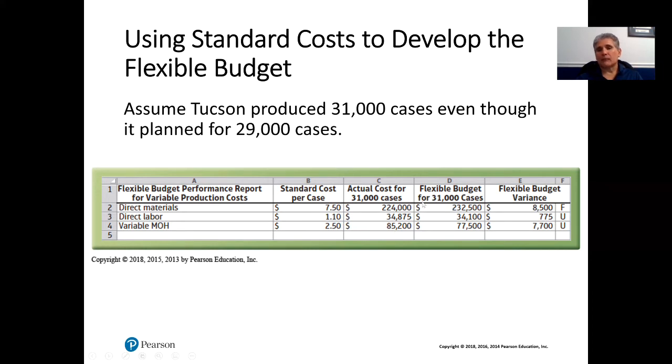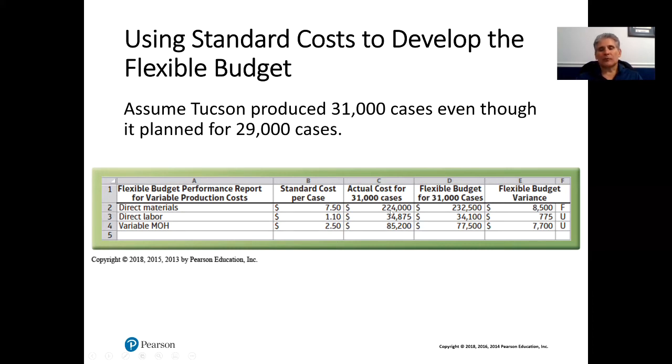Our flexible budget now for 31,000 cases, we're going to use the standard cost per unit and multiply it by 31,000 cases. So $7.50 multiplied by 31,000 cases gives us $232,500. $1.10 multiplied by 31,000 cases gives us $34,100. And $2.50 multiplied by 31,000 cases gives us $77,500. So these are the flexible budget dollar amounts that now this is what we're going to use to compare to our actual to determine whether or not we are doing well.